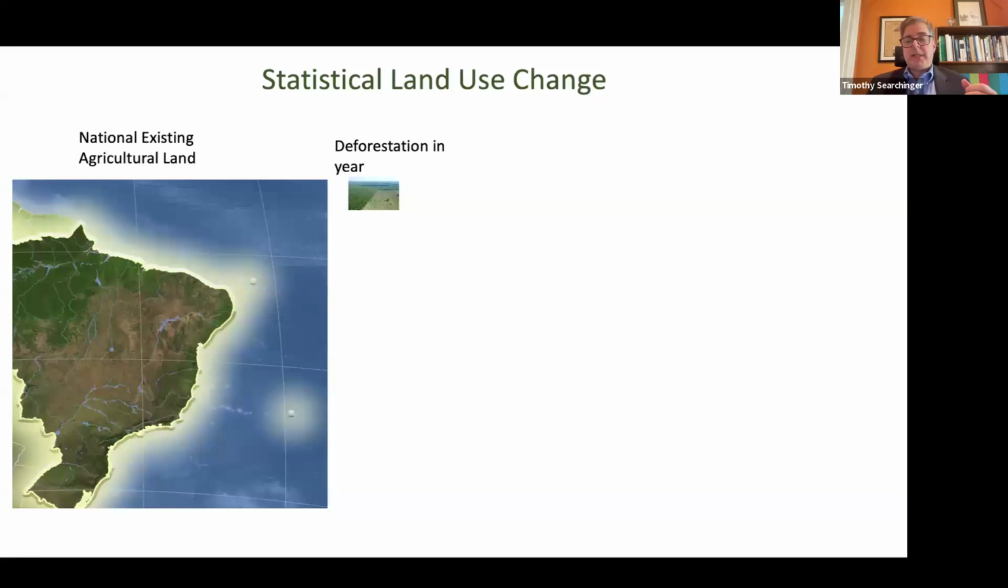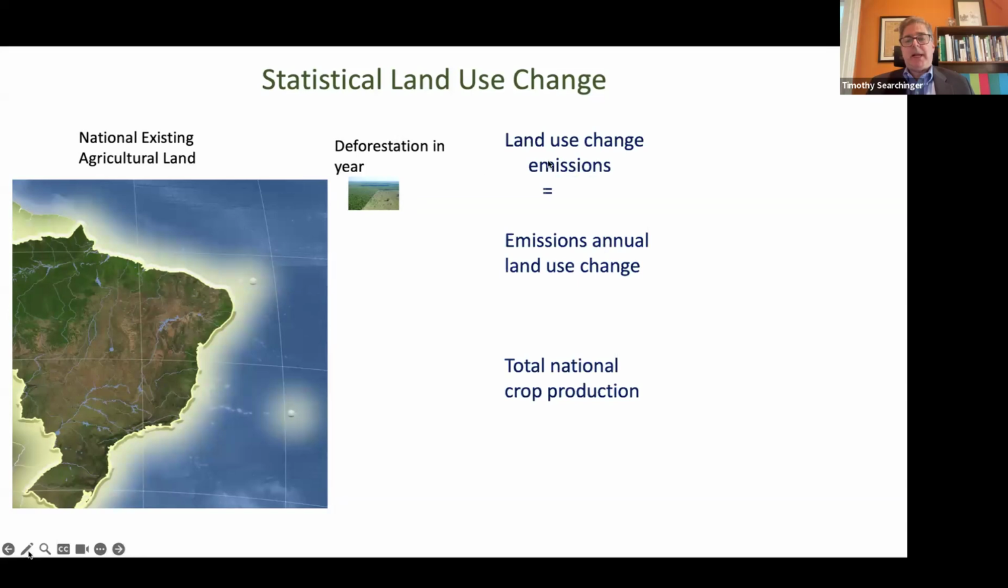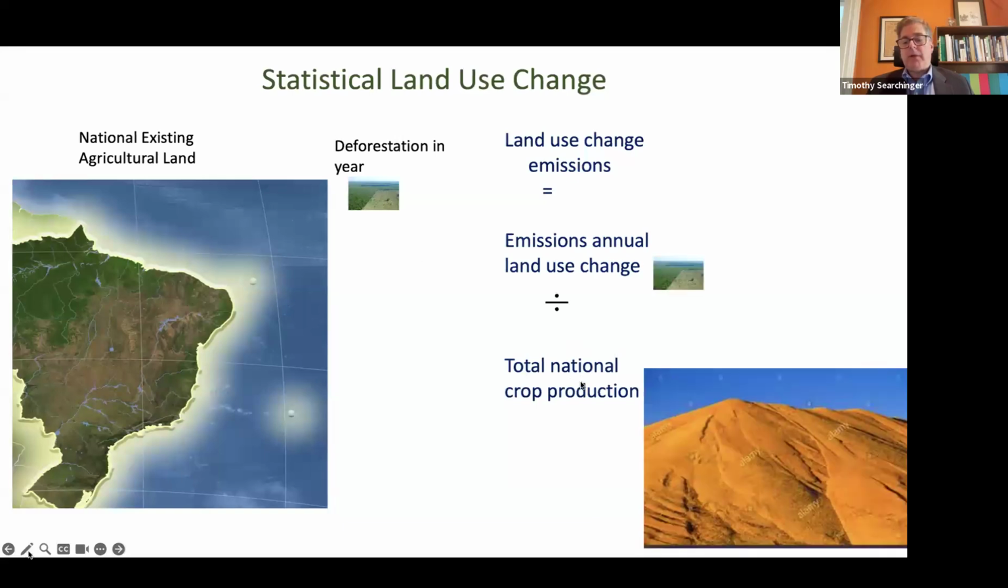Now, there's a version of this called statistical land use change, which says, well, we don't necessarily know where the soybean comes from in Brazil, so we're going to assign some emissions to every soybean on the theory that it contributes to land expansion in Brazil. The way it works is you have this total agricultural land area in Brazil, you have a certain amount of deforestation, and you basically say the land use change emissions are equal to the emissions from this deforestation, but divided by the total national crop production. So not just the amount of crops that go here, but the total national crop production. And the result is a very low number.